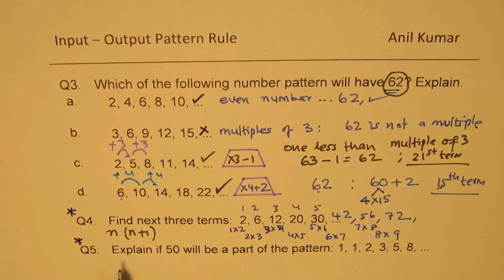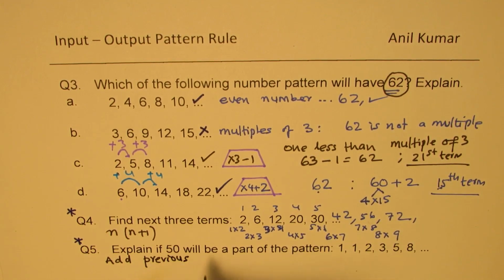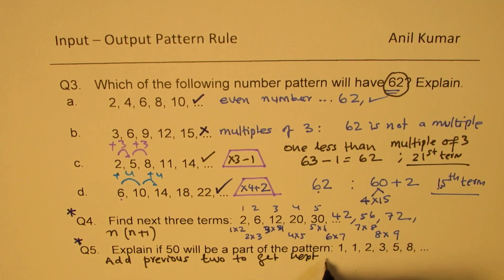Question number 5. Explain if 50 will be part of this pattern. Now this is also a very important pattern. It is called the Fibonacci series. You add the previous 2 to get the next term. So the pattern is add the previous 2 to get the next number. So 1 plus 1 is 2, right? And then when you add 2 and 1, you get 3. And when you add 2 and 3, you get 5, and so on.